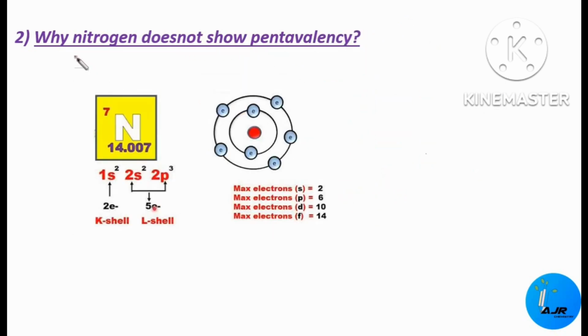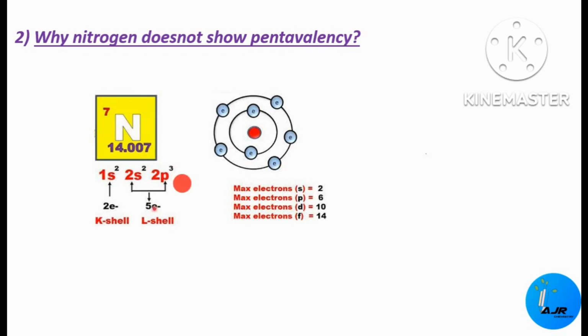Understood, students? The next important one is why nitrogen does not show pentavalency. Actually, the maximum covalency of nitrogen is restricted to 4 and it does not show pentavalency. The reason is that it does not have a vacant d orbital. It has only 1s2, 2s2, 2p3, and no d orbital at all. At least it should have an empty d orbital like phosphorus, but nitrogen does not even have an empty d orbital.